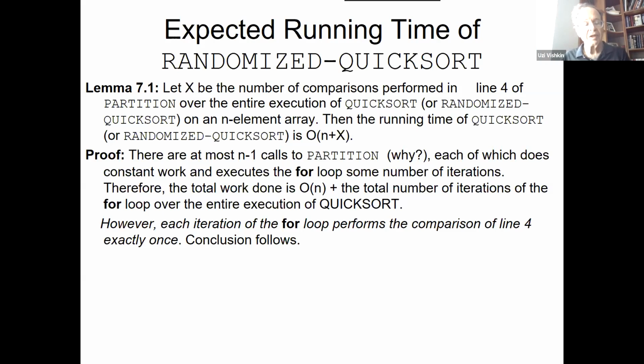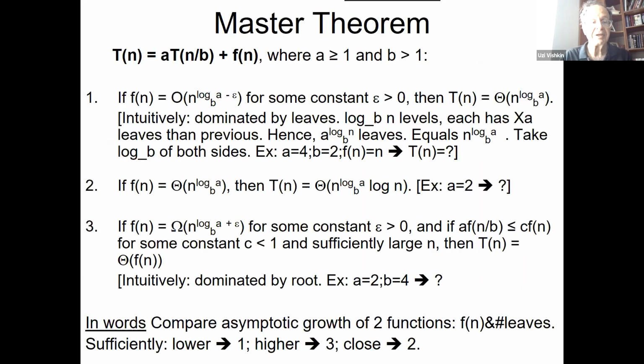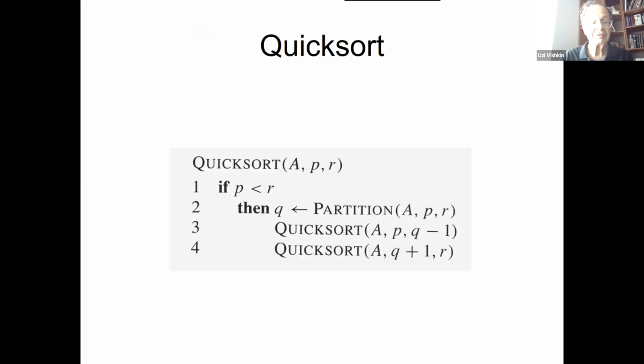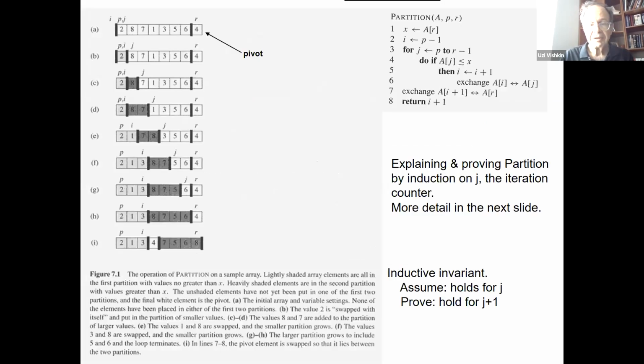So what is the lead observation here? The lead observation is that in order to figure out the runtime, the only quantity that we need to reason about is the number of comparisons that are performed in line 4 of partition. So let's go and figure out where is line 4 of partition. I'm going back to where we first saw the code for partition. It was a while ago. Let me see. Yeah, okay, so this is the partition.